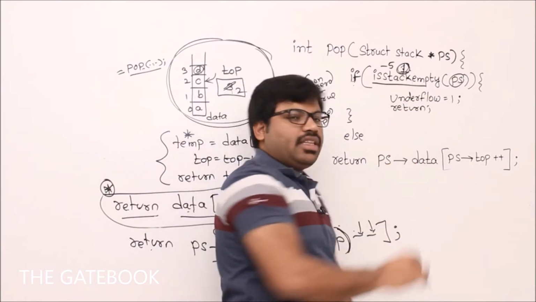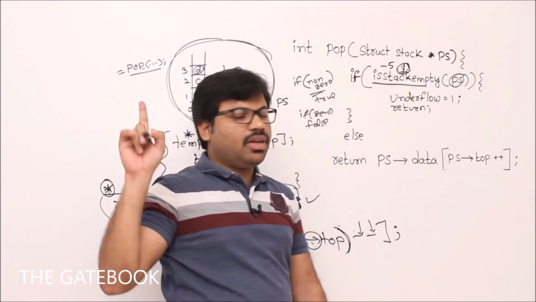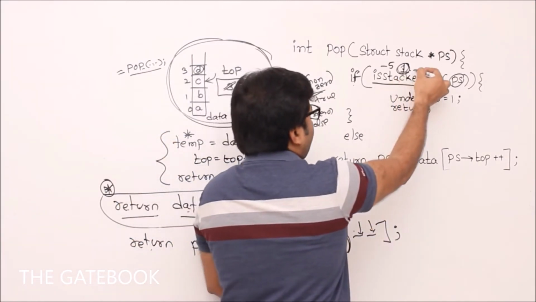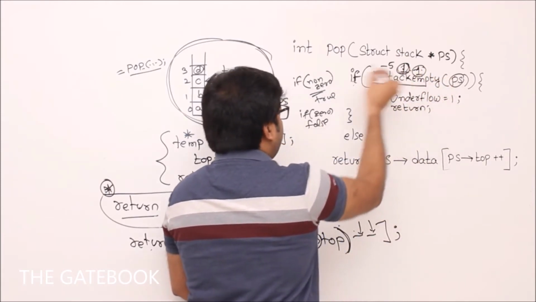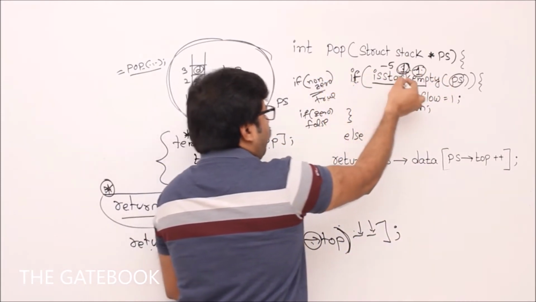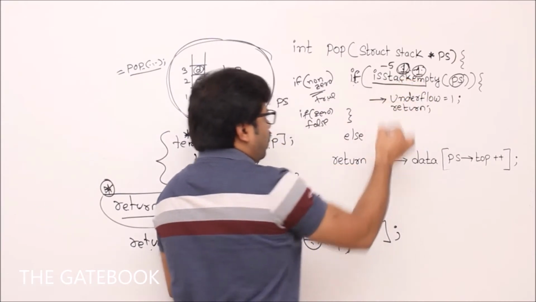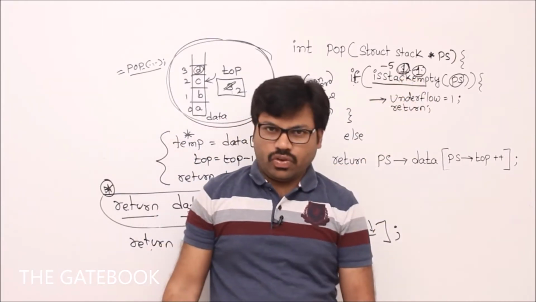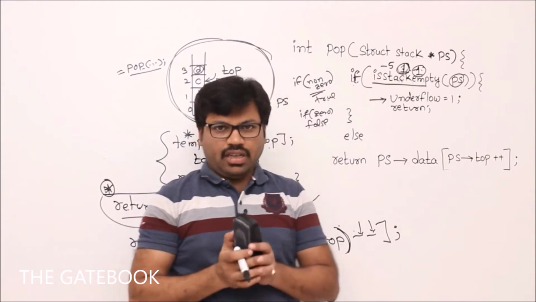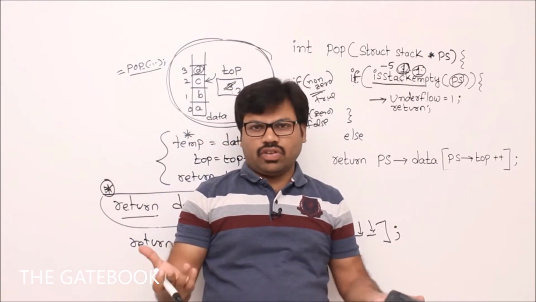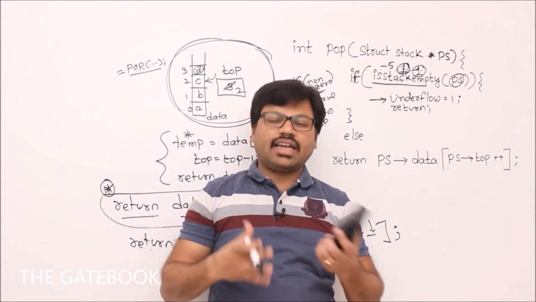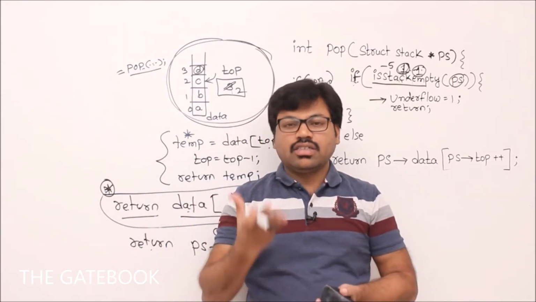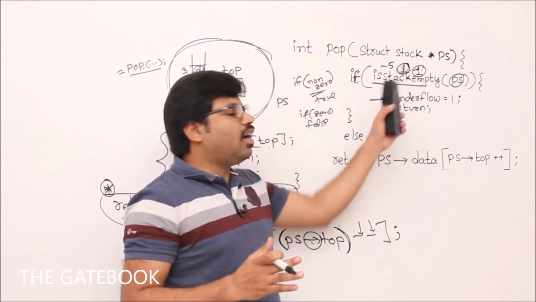Whenever the stack is empty, we have written 1. Do you remember that? That's why E stack empty will return 1. If non-zero is true, then 1 is true, so this will happen. Sir, why are you taking underflow? Whenever the stack is empty, we say that is underflow. That means the stack doesn't have an element to delete. Still, if you try to delete, then we say that is called underflow.